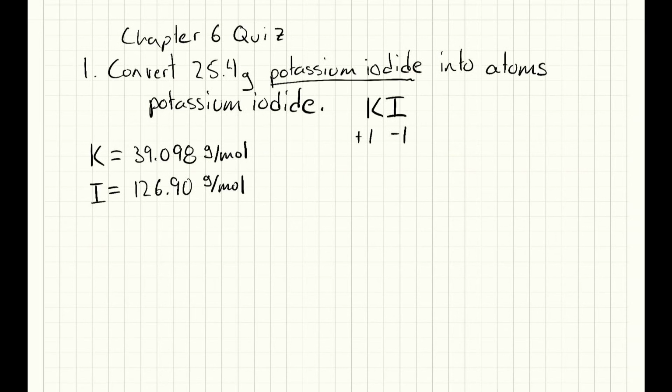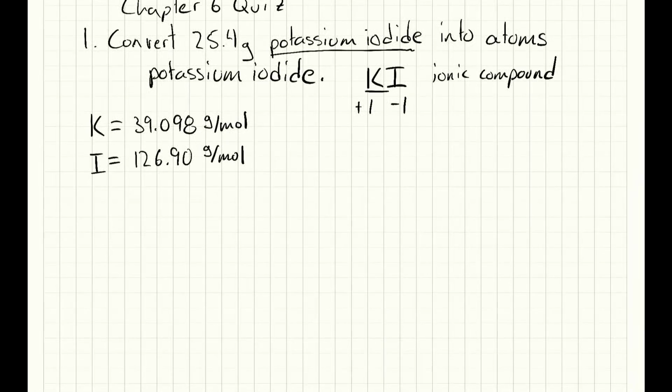This is important because we have an ionic compound, which you know because the first element in the compound is a metal. Most of the periodic table is metals. So in our ionic compounds, the charges have to balance. So that's the first step.